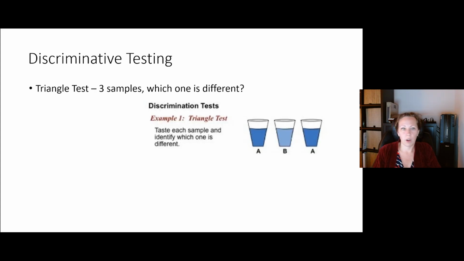In the triangle test, I'm going to put 3 samples in front of you, and I'll ask you to taste them from left to right. You're not going to have these nice labels here of A, B, and A, okay? And they probably will look more similar to each other than this. But your job as a panelist is to tell me which one is actually different. So I'll tell you 2 are the same, 1 is different. Pick out which one is different, and you see if you can.